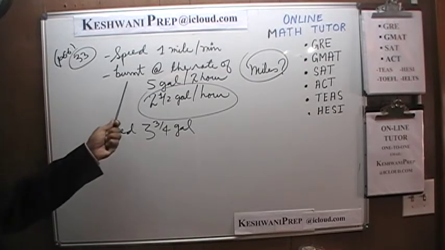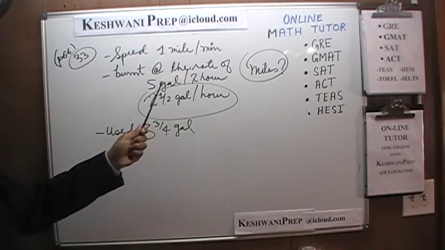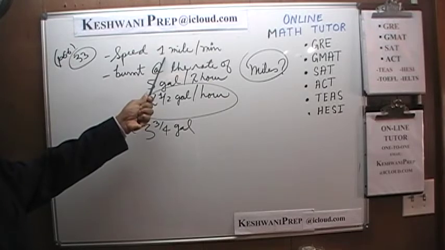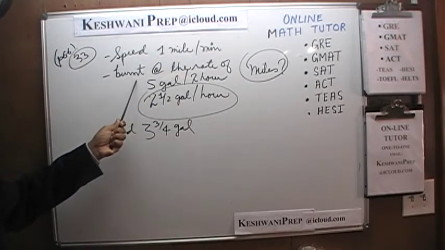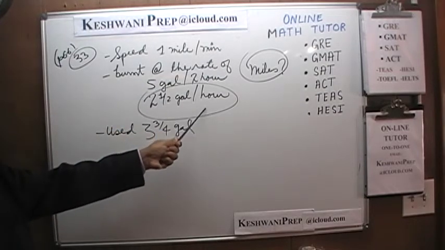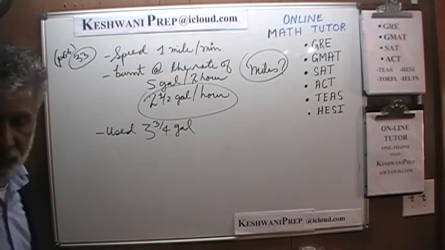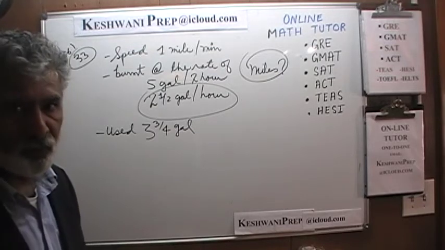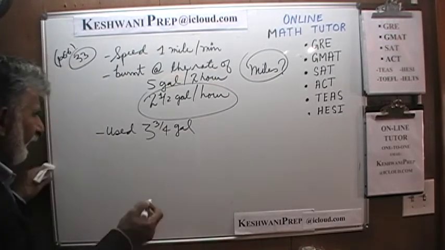Okay. We are told that we are burning at the rate of 5 gallons per 2 hours. Three pieces of information are given to us. We are going 1 mile per minute, which is the same as 60 miles per hour. We burn the gas at the rate of 2.5 gallons per hour. And altogether we have burned 3¾ gallons. They are trying to make it far more complicated than it really is. You can solve it mathematically, you can solve it some fancy way. I'm not going to do that. You simply have to understand this part.